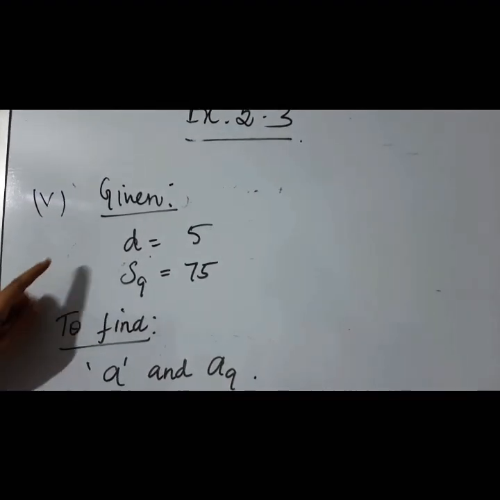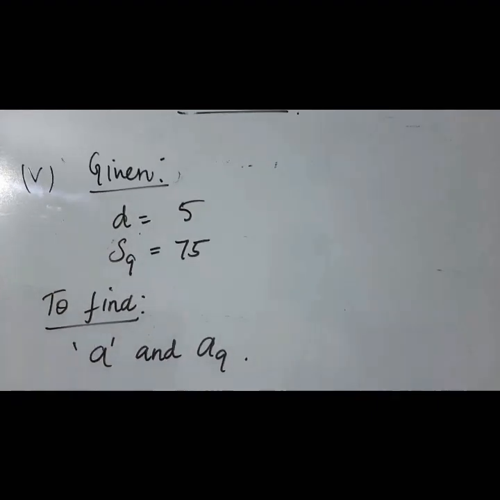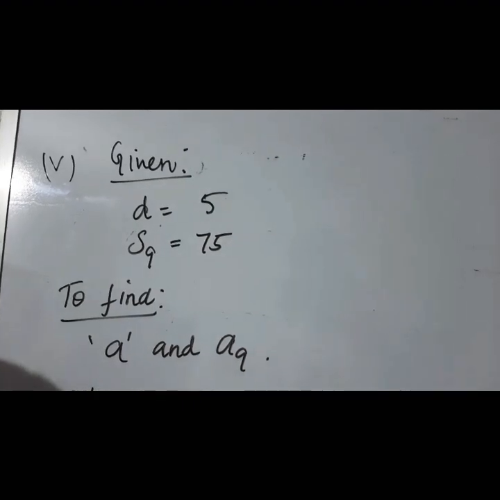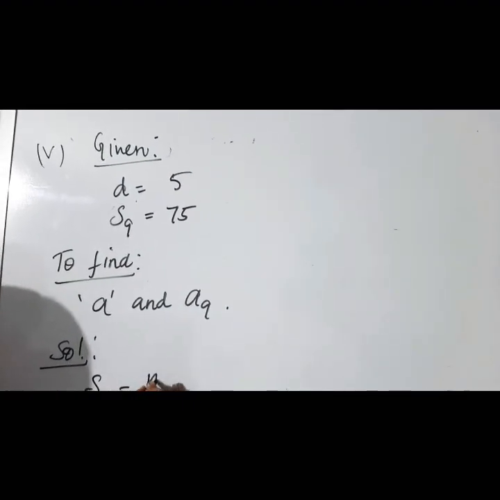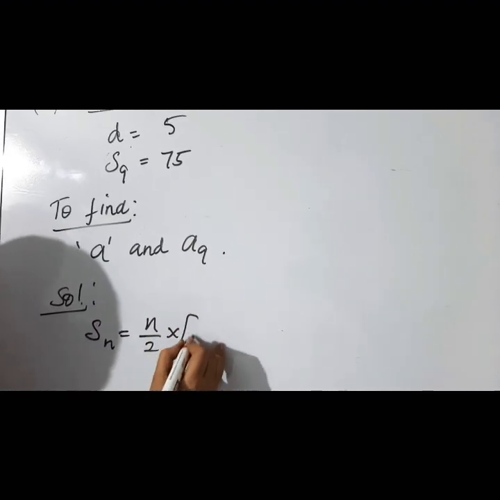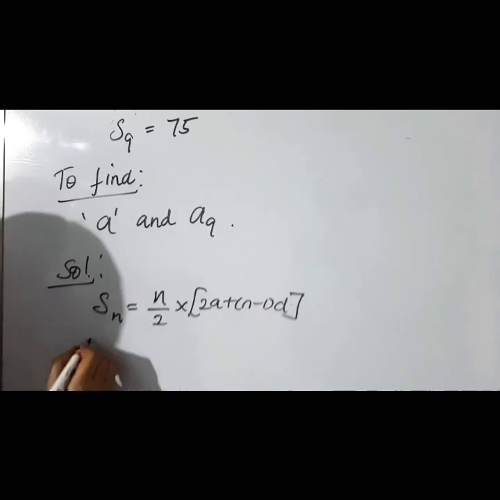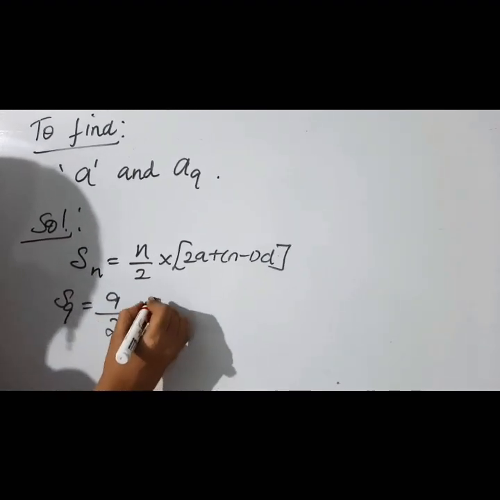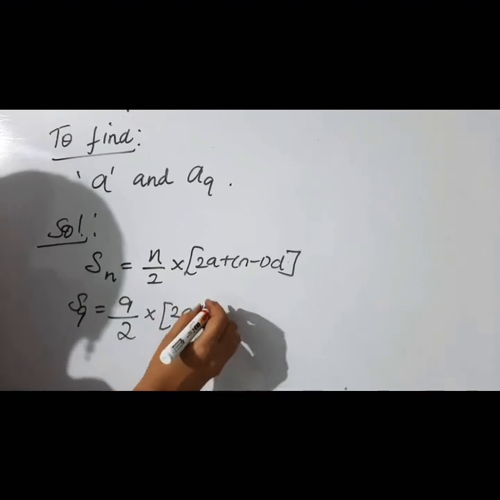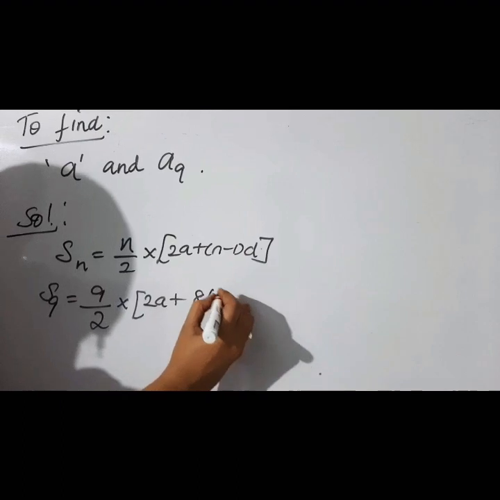Subdivision 5, they gave the value of d and S9. We need to find a and a9. First we will take the Sn formula. What is that? n by 2 into (2a plus (n minus 1) into d). Here for S9, the formula goes like 9 by 2 into (2a plus 9 minus 1 is 8, and the value of d is 5).